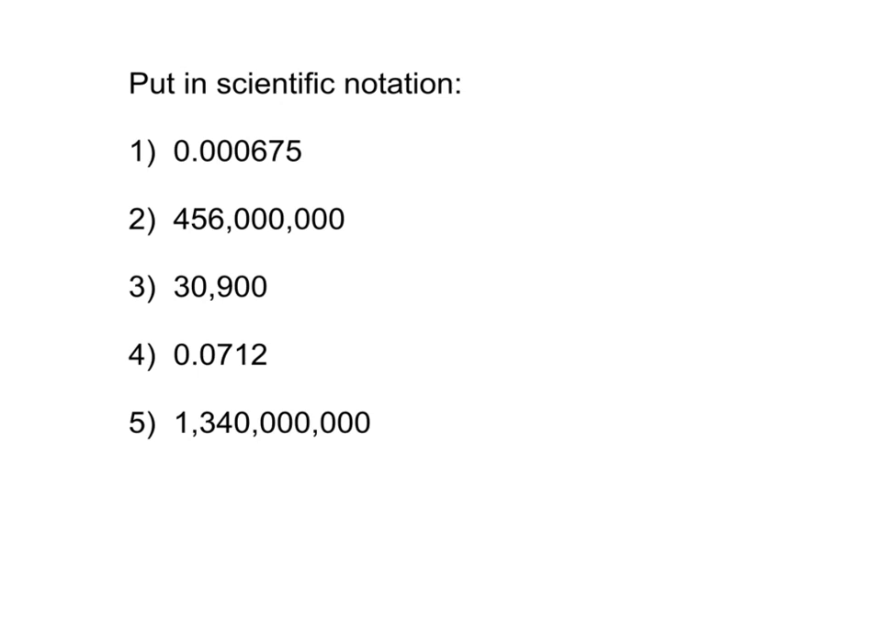In scientific notation, we want one non-zero digit to the left of the decimal place. So for number 1, that digit will be a 6. So we'll have 6.75 times 10. And to figure out what the exponent is, we determine how many places we need to move the decimal in order to get it to be right behind the 6.